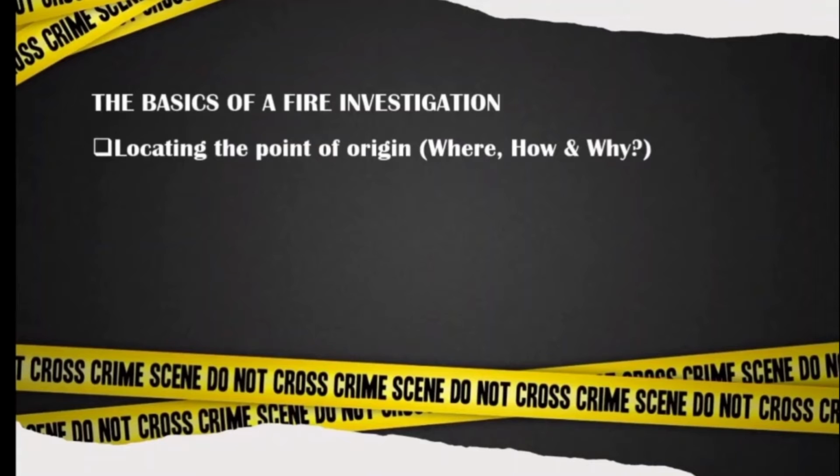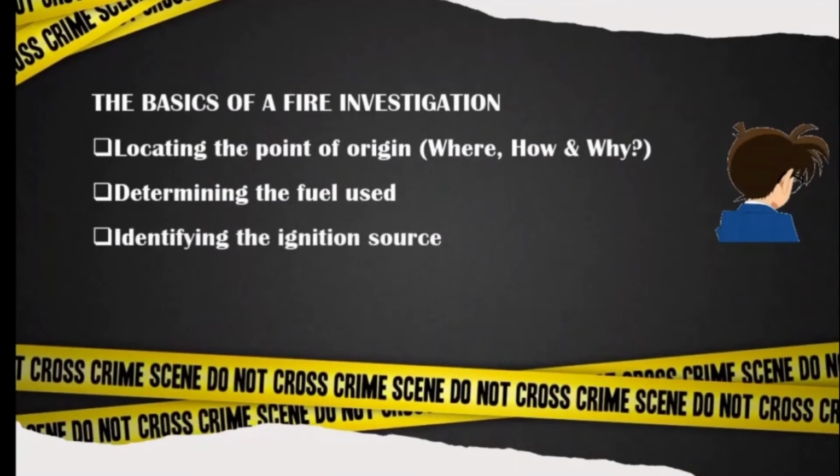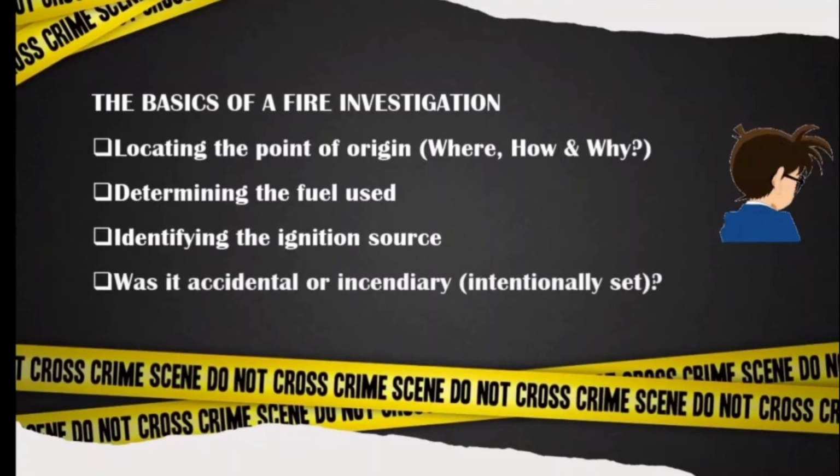Essentially, the first thing that you would do is search for the general area of origin of the fire, and from there you can attempt to pinpoint the exact origin from where the fire started. Other points of a fire investigation include determining the fuel used and identifying the ignition source. When an ignition source comes into contact with fuel, it creates, boom, a fire, but not just any fire, specifically the point of origin where the fire started.